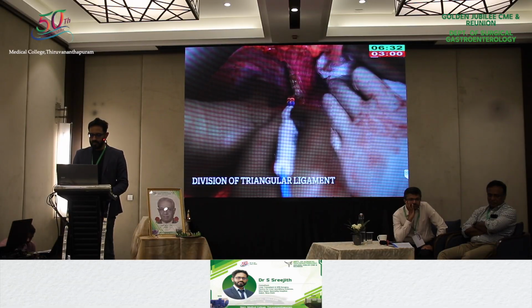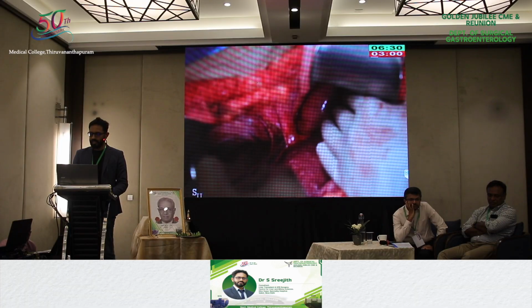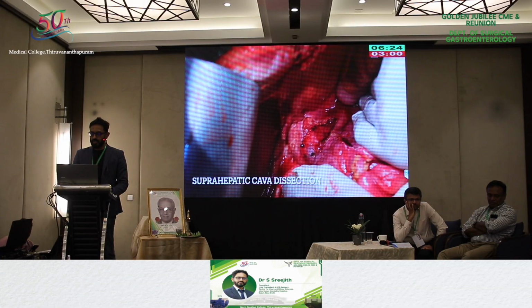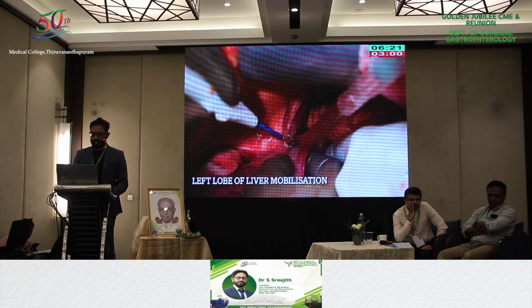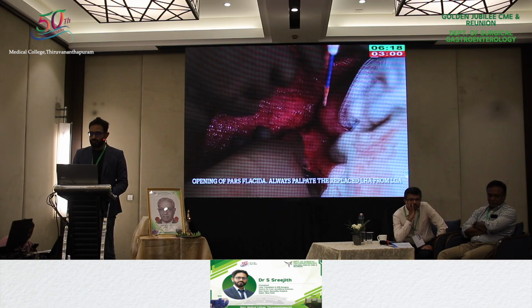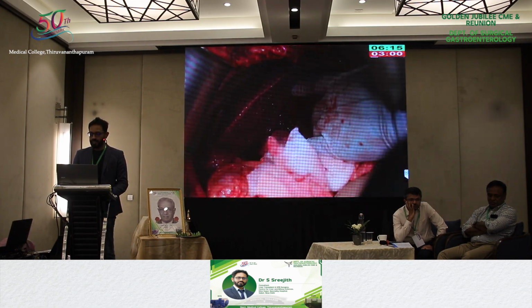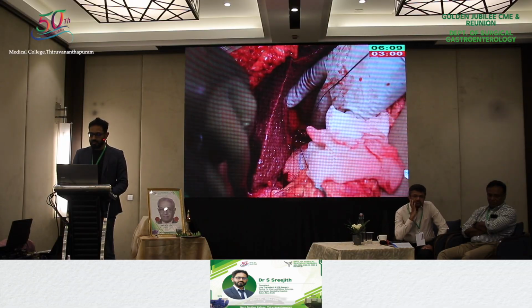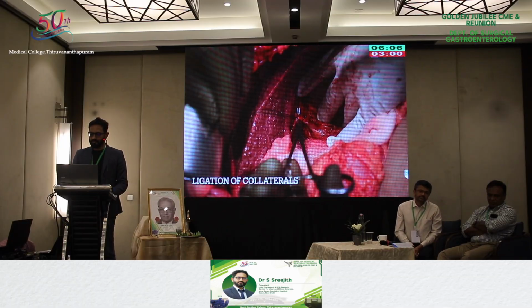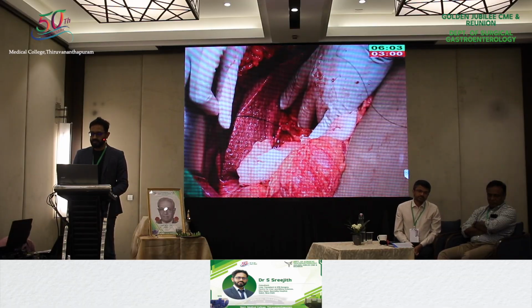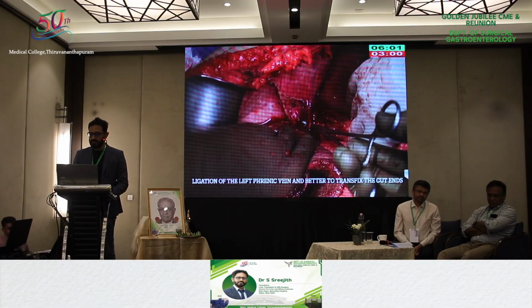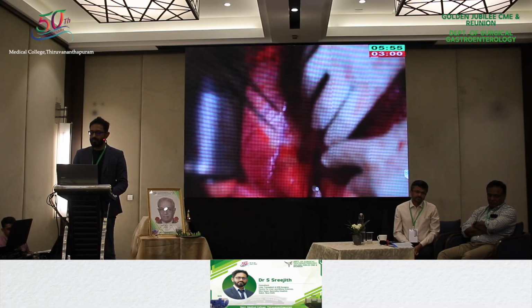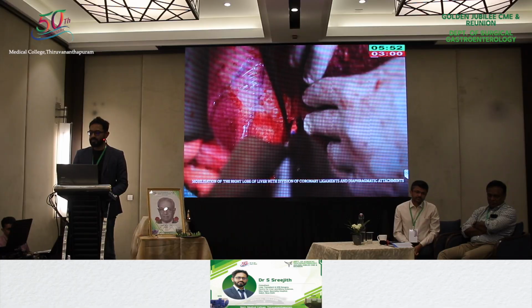So moving on to the adult donor. First we go for the triangular ligament division, then the suprahepatic cava dissection. We reach till the groove of the RHV and the MHV and try to delineate that. Then the left lobe mobilization. Then going for the pars flaccida, sometimes we encounter a replaced left gastric artery or left hepatic artery that needs division, and often we encounter collaterals in this region which need transfixation as well. This is the left phrenic vein, which needs division and transfixation.